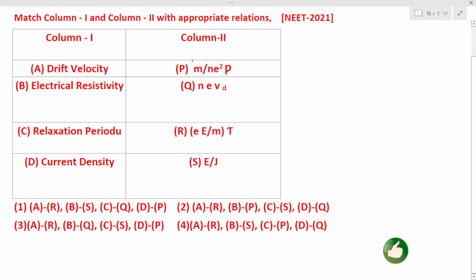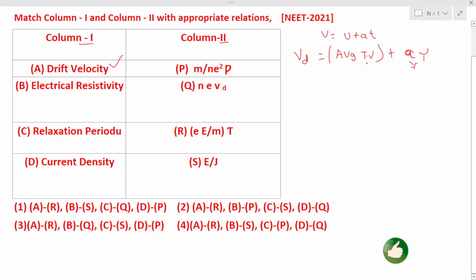Now let us move to the next question. He gave two columns, this is column 1 and this is column 2, and he asked us to match. First, drift velocity. If you go to the derivation, drift velocity can be written as Vd is equal to average thermal velocity plus A tau, similar to V is equal to U plus AT, where A is the acceleration to which the electron is being subjected in a wire.